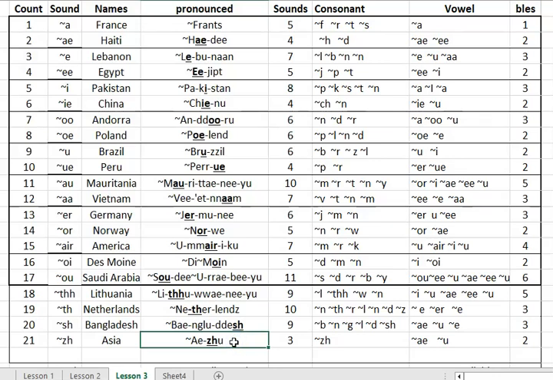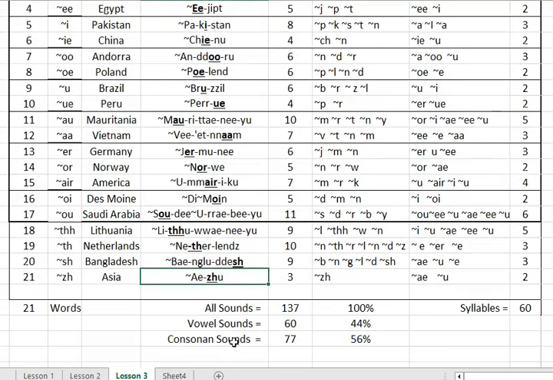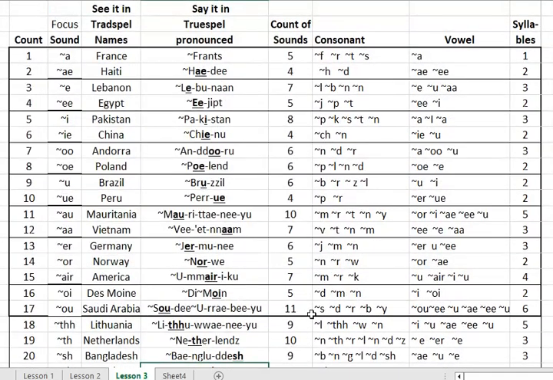Well, there you have it. Those are the 40 sounds of American English. We had 60 syllables, 44 vowels, 44% were vowels, and 77 consonants, making up 56% of the 137 sounds. So we only have 40 sounds, and then Truespel spells them one way.